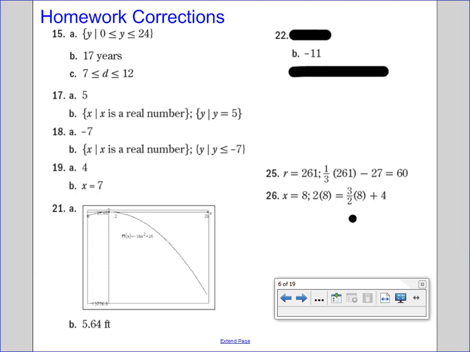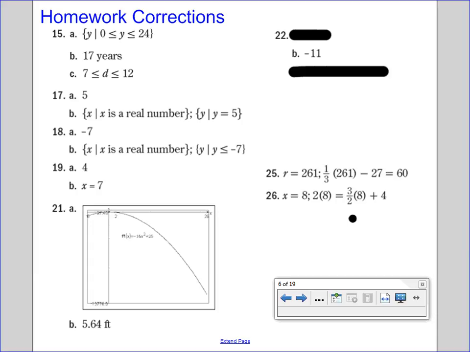The set of all y's, such that y is in between 0 and 24, inclusive. 15b after 17 years. And C, D is in between 7 and 12, inclusive. 17a is 5. B, x can be anything, right? x can be any real number. And y, set of all y, such that y equals 5. And 18a is negative 7, any real number, and then that parabola, that upside down U shape, only produced y values that were less than or equal to negative 7.